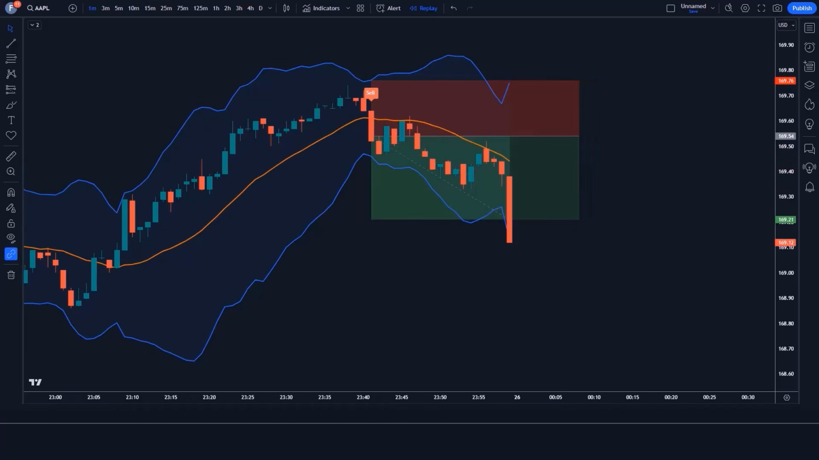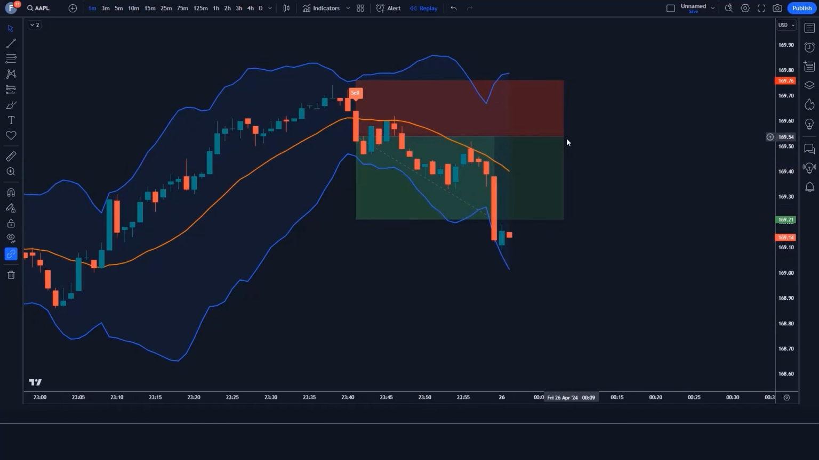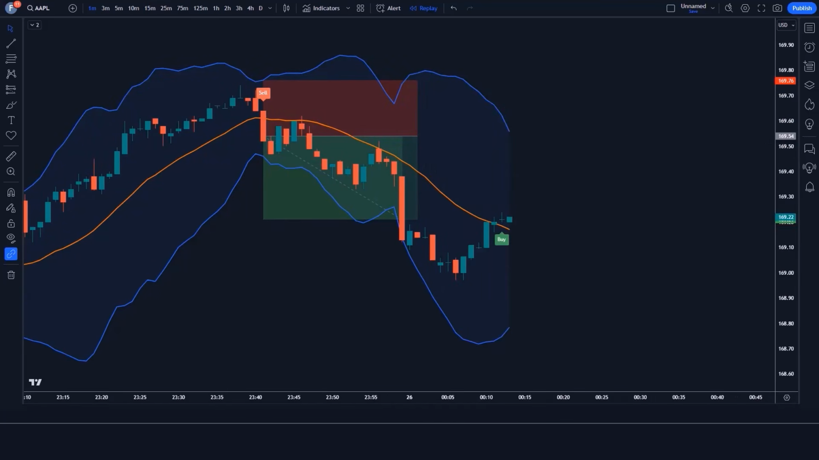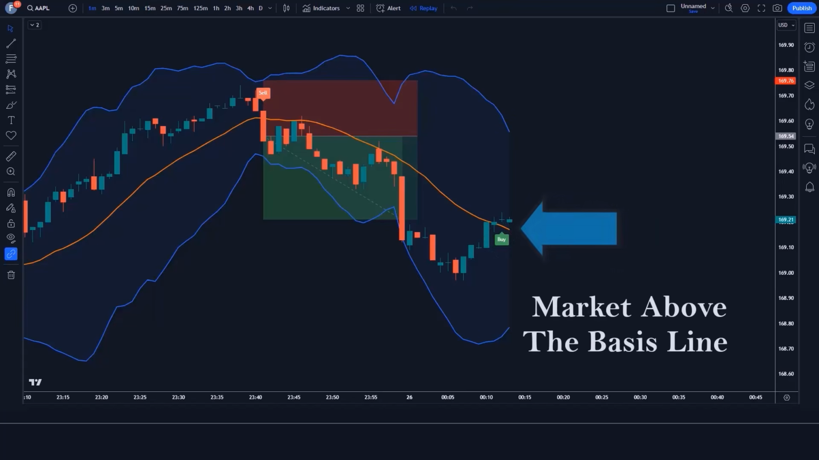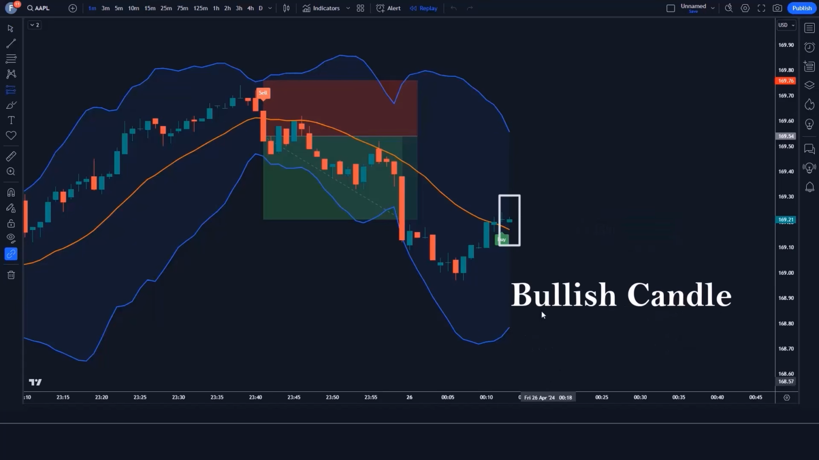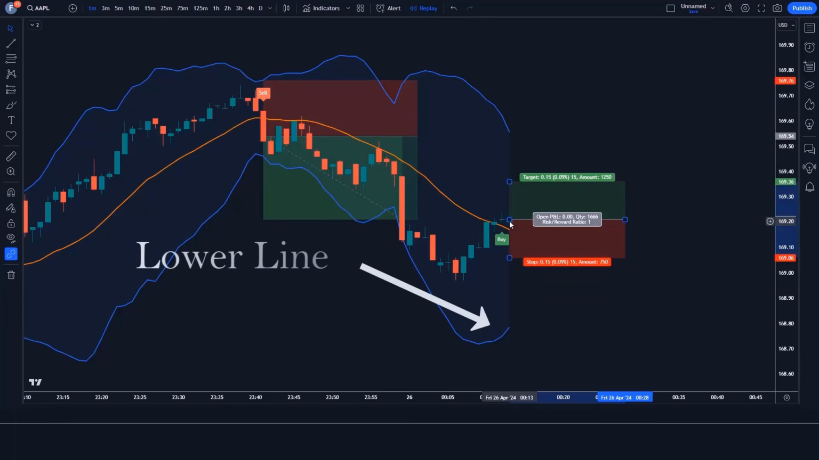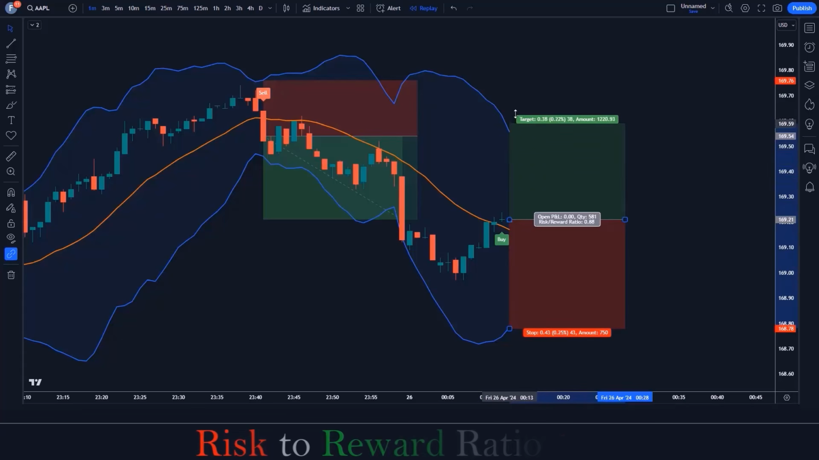The market has completely hit the target. Let us now understand the next position. When the MACD ADX indicator gives us a buy signal, when the market is above the scalper basis line, and when the market forms a bullish candle, if these conditions are fulfilled, then we will place a buy order. Our stop loss is to be placed below the scalper blue line. And the risk to reward ratio will be 1:1.5.